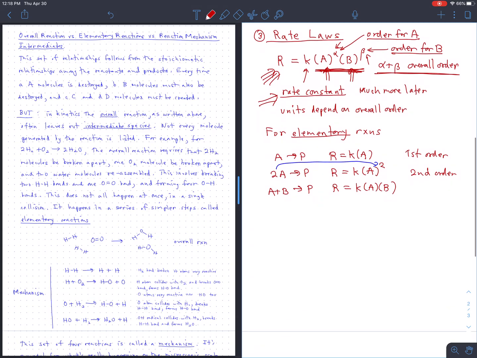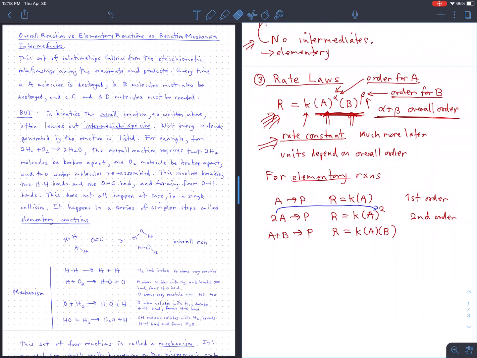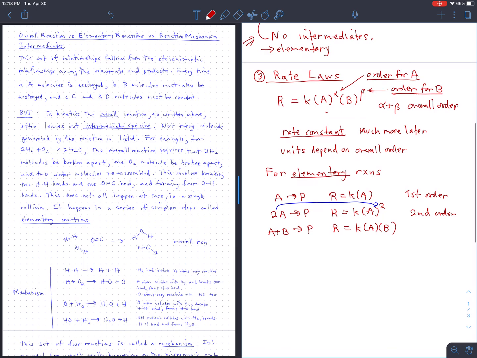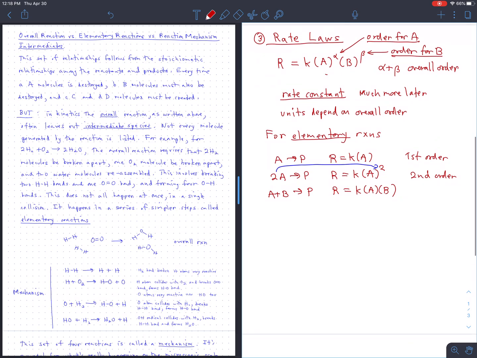For an overall reaction, you can't tell what the rate law will be just by looking at the reaction. But for elementary reactions, you can. And so, as I said, elementary reactions are very special and useful in a lot of ways. This is one of the ways. You can tell what the rate law is going to be for an elementary reaction.